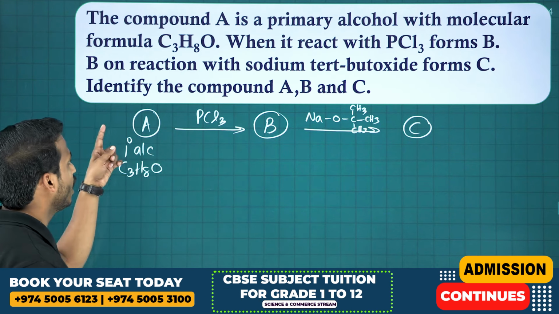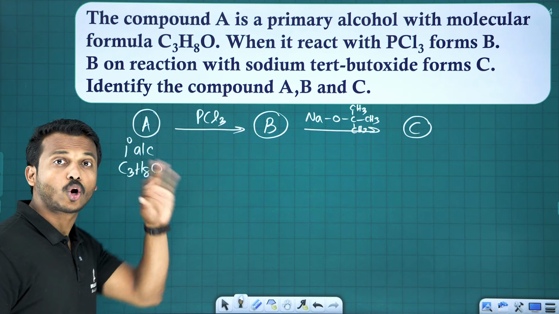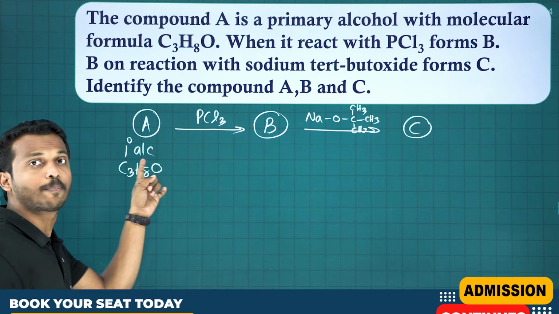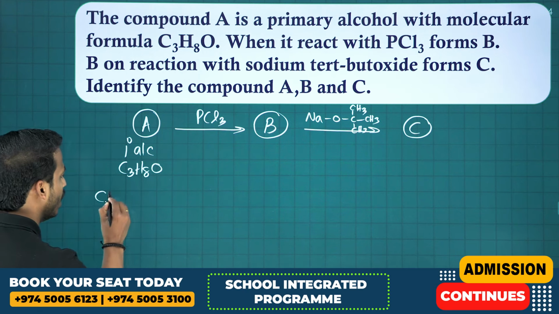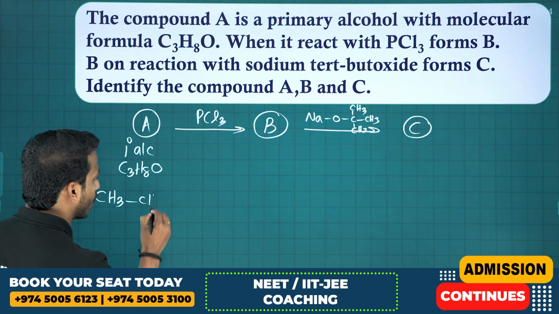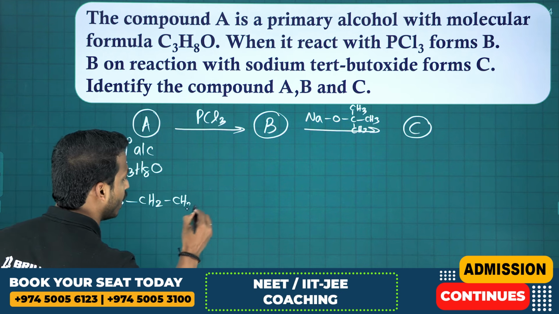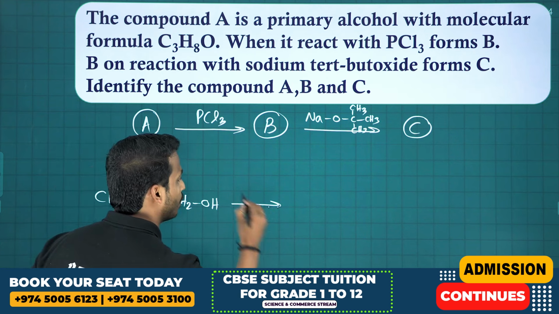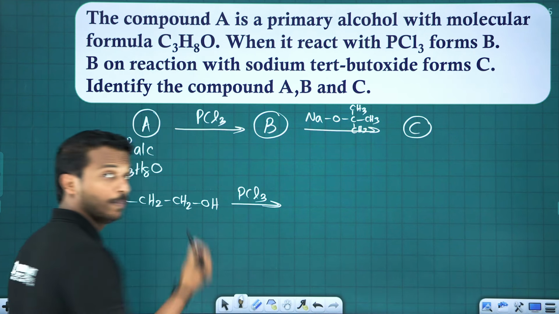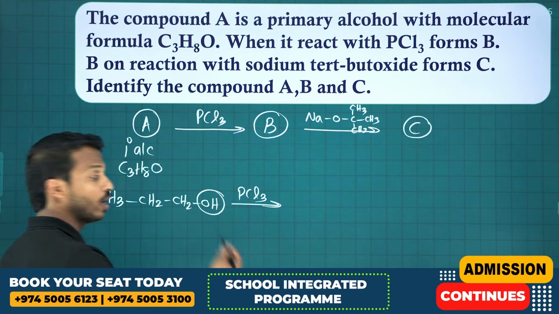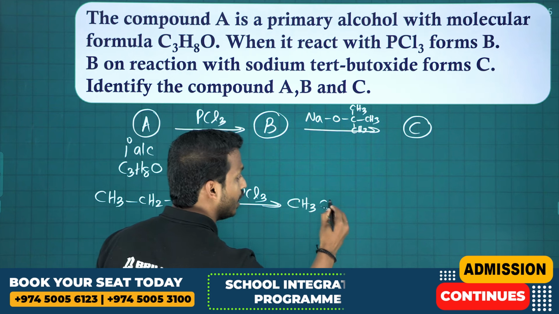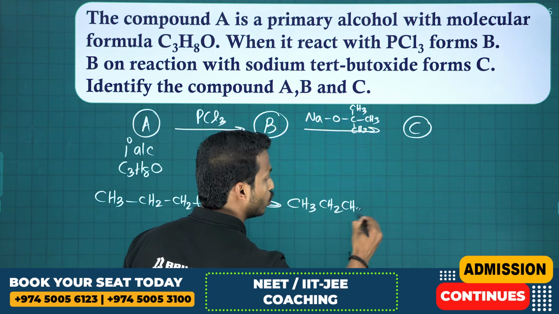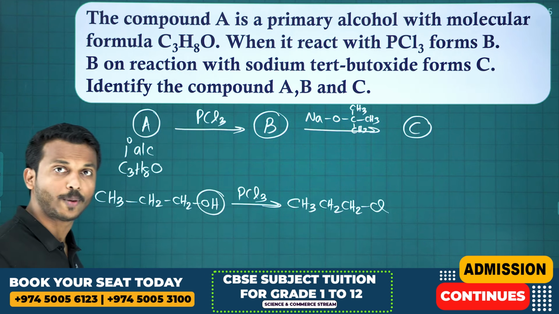Simple question. C3H8O, total 3 carbon and it is a primary alcohol. So what is the alcohol? Propanol, right? So propanol when it reacts with PCl3, what happened here? PCl3 converts alcohol to what? Cl. So we get CH3CH2CH2Cl. You will get chloropropane.